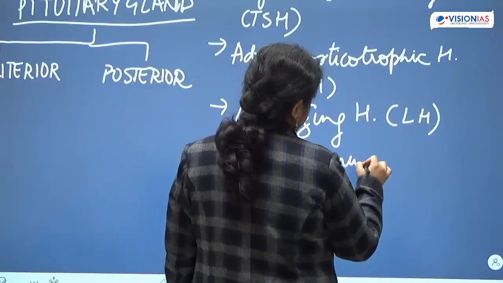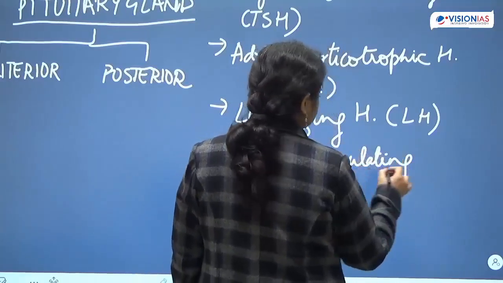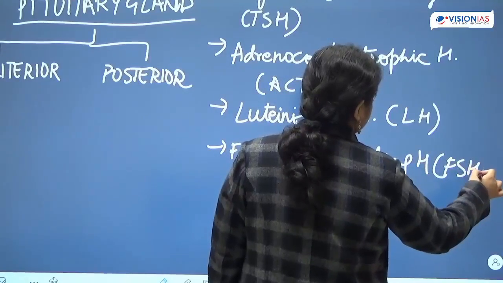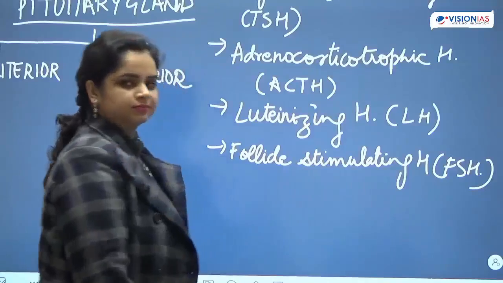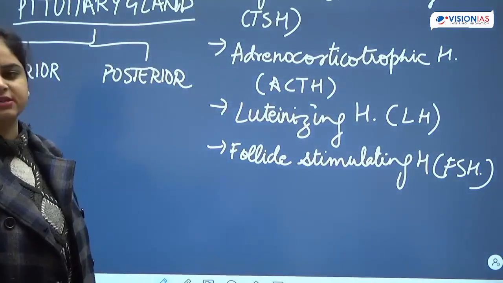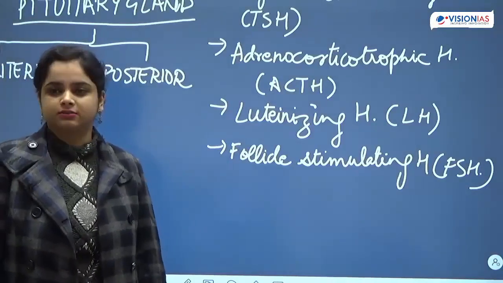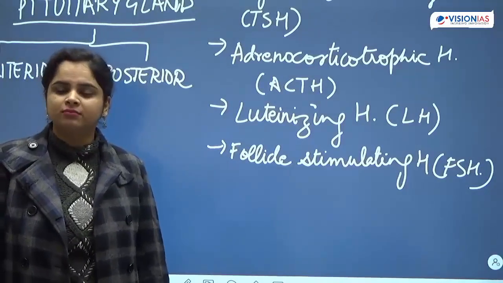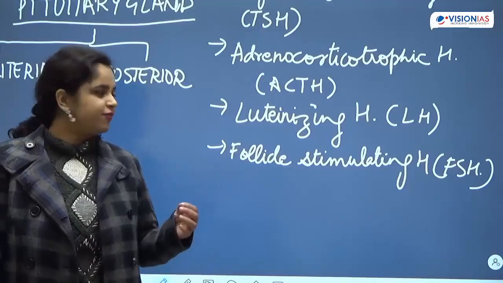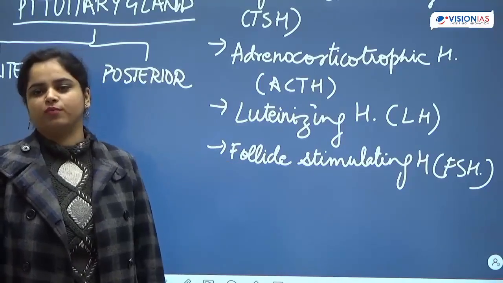Next is, and the last one here, follicle stimulating hormone or FSH. This is now going to help in production of the sex cells, that is sperm and ovum, the cells which are needed for reproduction. Their formation is assisted by follicle stimulating hormone.